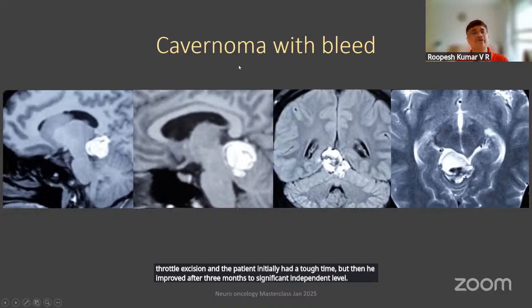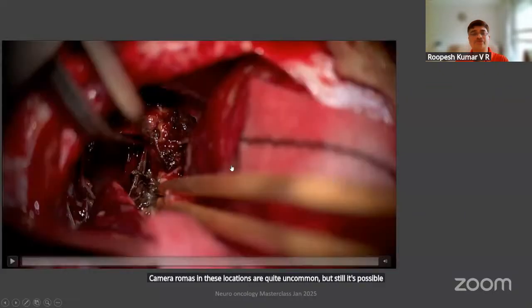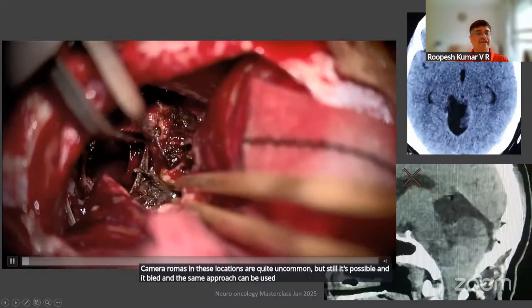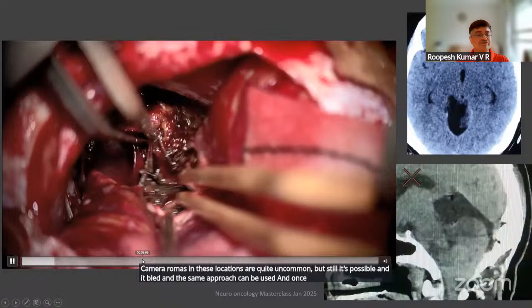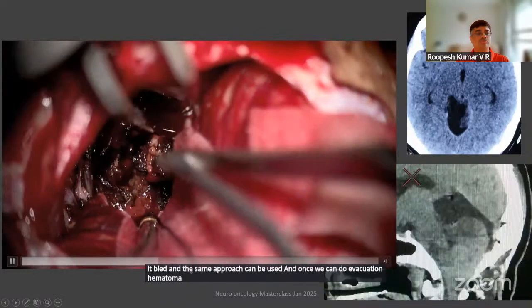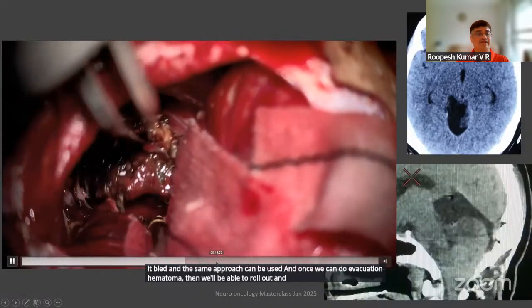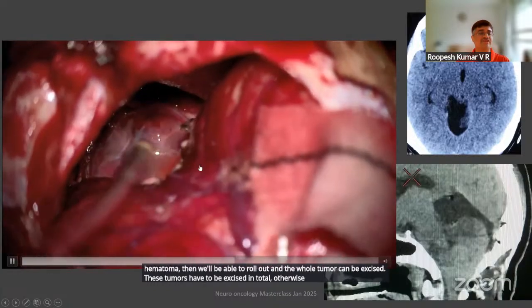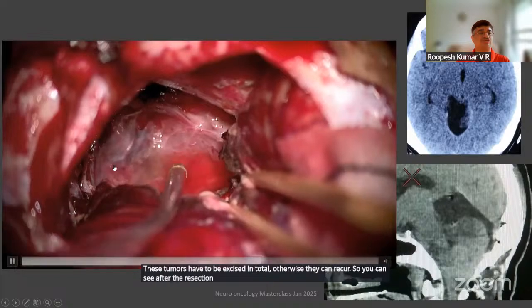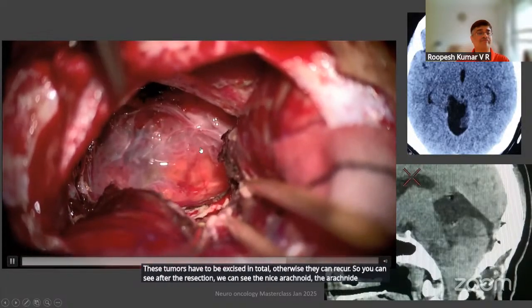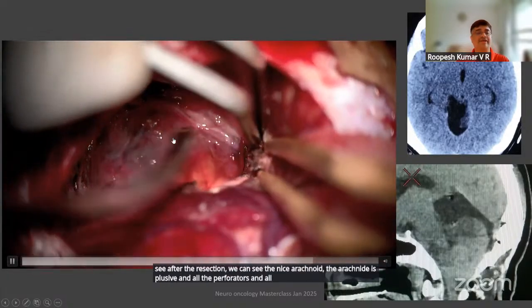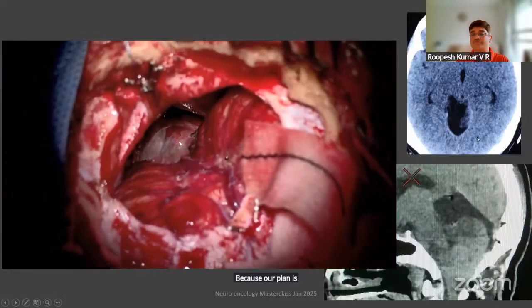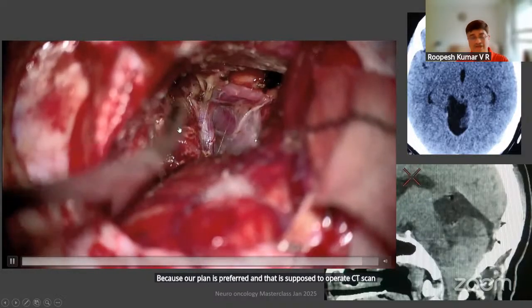Cavernomas in these locations are quite uncommon, but still it's possible, and it bled, and the same approach can be used. And once we can do evacuation of the hematoma, then we'll be able to roll out, and the whole tumor can be excised. These tumors have to be excised in toto, otherwise they can recur. So you can see after the resection, we can see the nice arachnoid. The arachnoid is preserved, and all the perforators and all the brainstem are intact because the arachnoid is preserved, and that is a postoperative CT scan, and we can know that they are all good approaches.